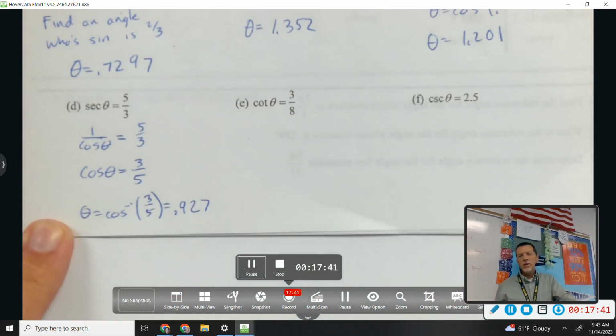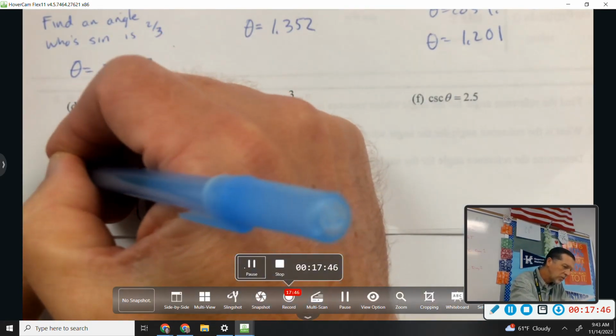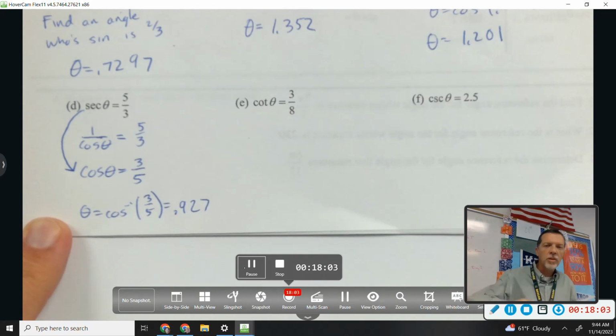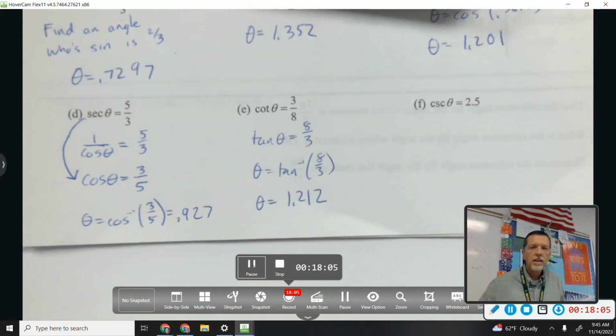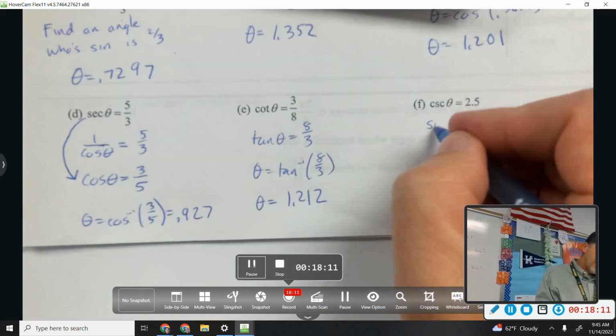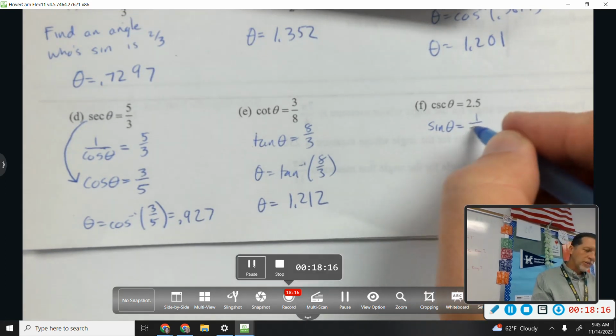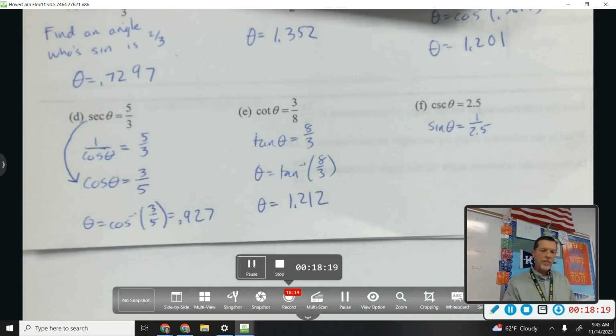Now, very few of you are going to show all of those steps, and that's fine. Most people jump to that step and write that before they go to their calculator. Basically flip both sides. So if you flip secant, you get cosine. If you flip 5/3, you get 3/5. Then you've got something you can work with. So E and F are pretty similar, so I'm going to hit pause and let you do E and F. How about on F? How do I flip 2.5? Don't overthink things. 1 over 2.5. And then inverse sine of 1 over 2.5.